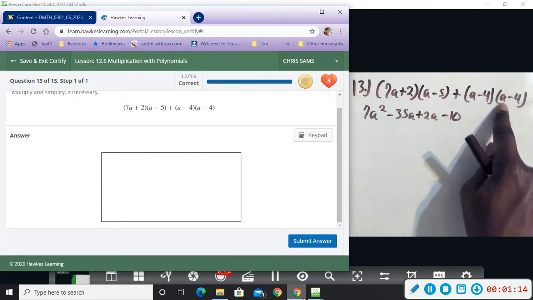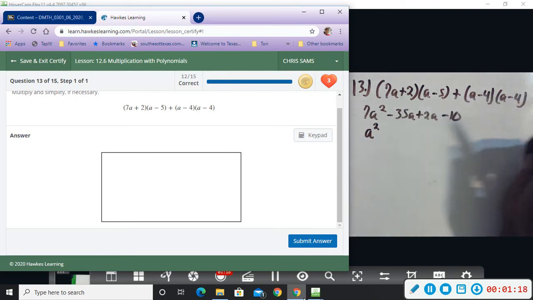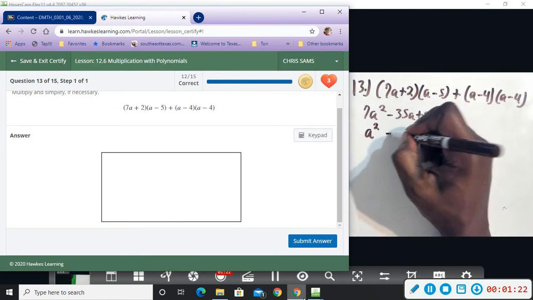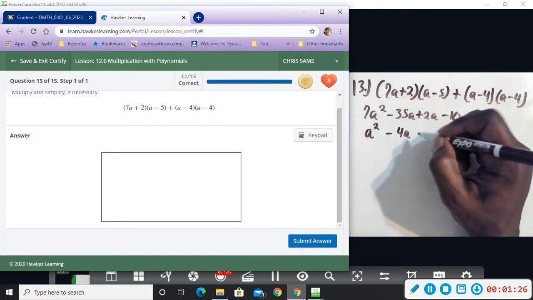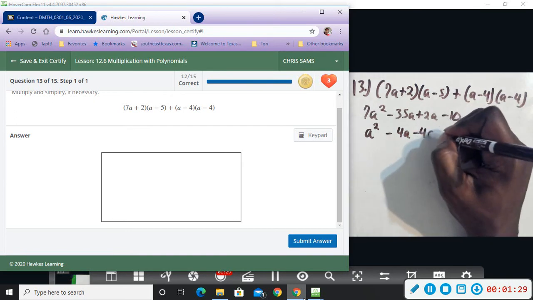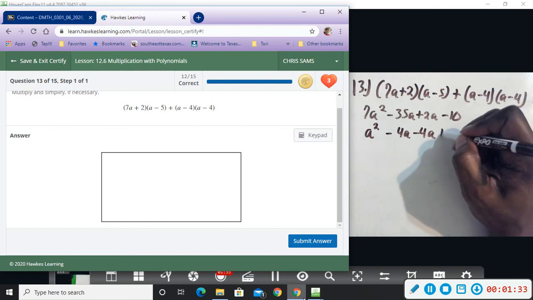I'm just going to line everything up and combine like terms here. So a times a will give us a squared. A times negative 4, minus 4a. Negative 4 times a, another minus 4a. And then negative 4 times negative 4, positive 16.